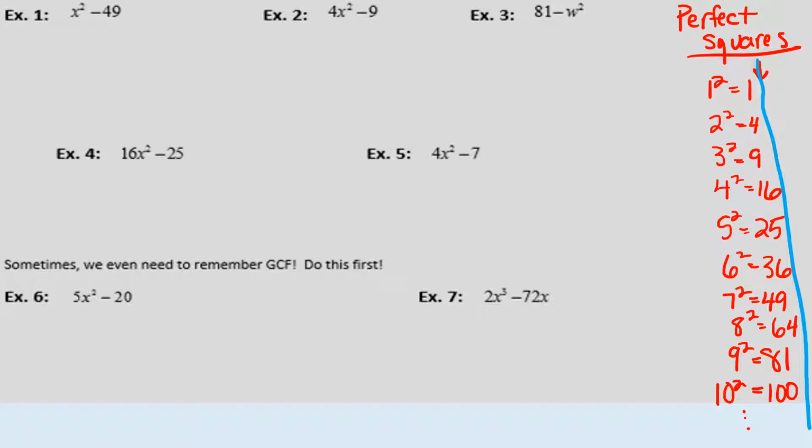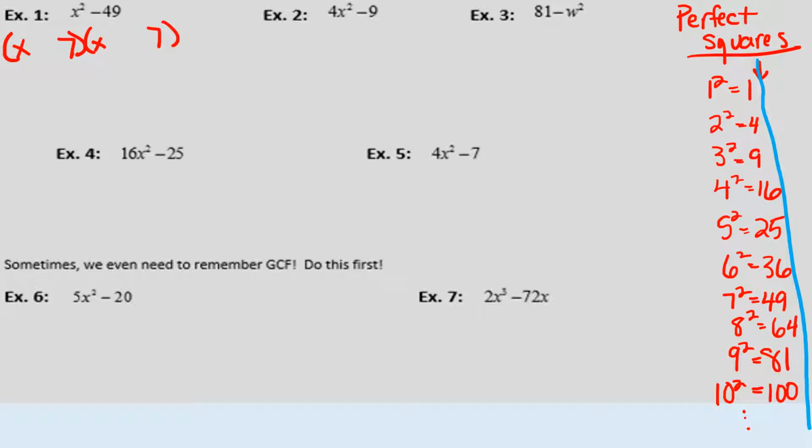So in this first example, we know that 49 is a perfect square. We set up our two sets of parentheses, and we know that in order to get to the last term, 49, we need 7 times 7. And in order to get to x squared, we need x and x.